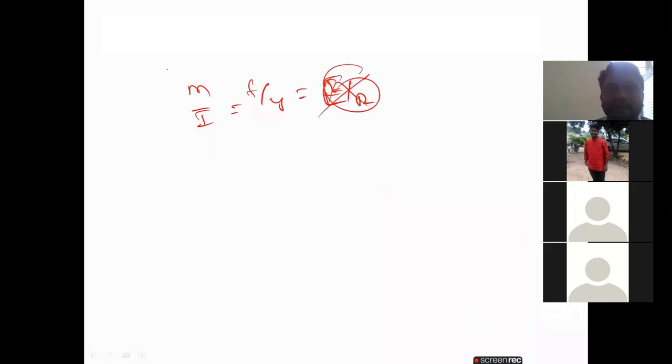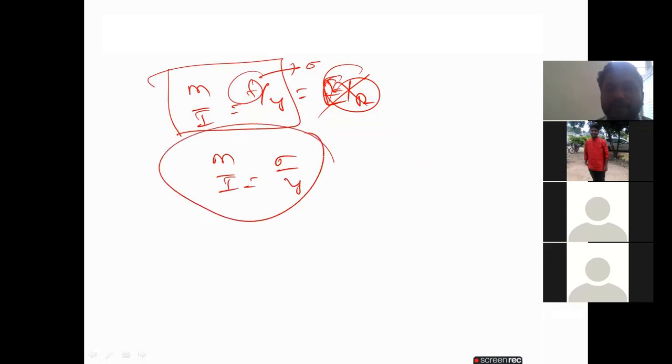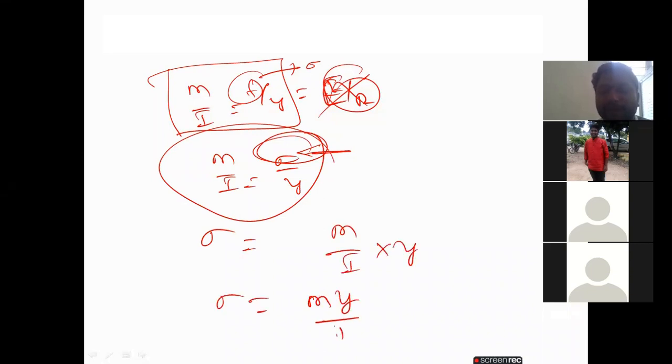Now you people know the bending equation, M by I equal to F by Y equal to E by R. Everyone knows this one. Now M by I equal to F by Y, where F is nothing but the bending stress sigma B. So M by I equal to sigma by Y. Now we need this sigma value, so sigma equal to M by I into Y, that is sigma equal to My by I.